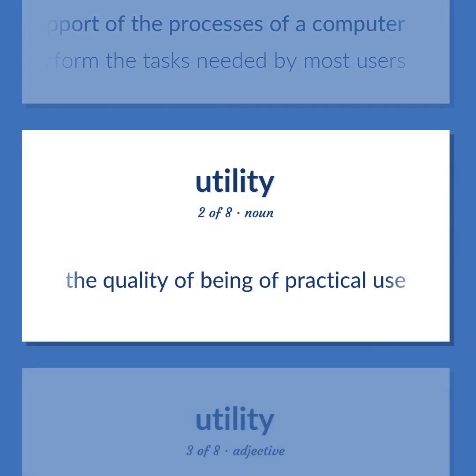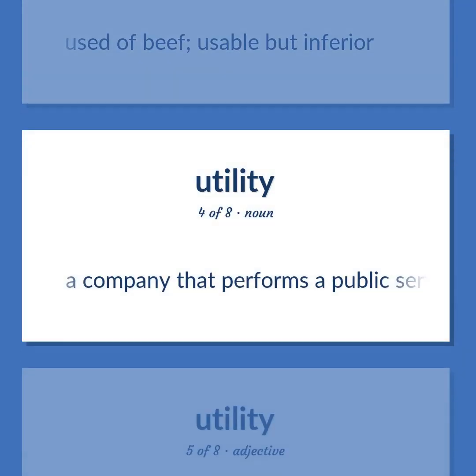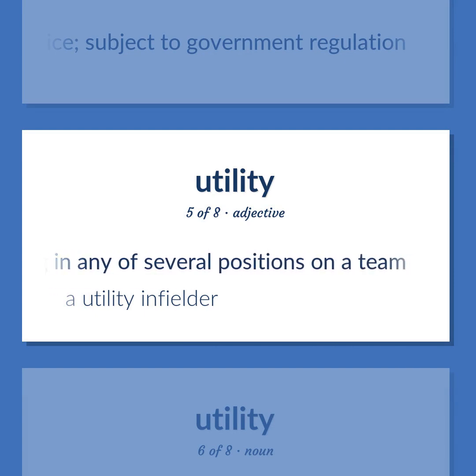The quality of being of practical use. Used, but inferior. Usable but inferior. A company that performs a public service, subject to government regulation. Capable of substituting in any of several positions on a team. A utility infielder.